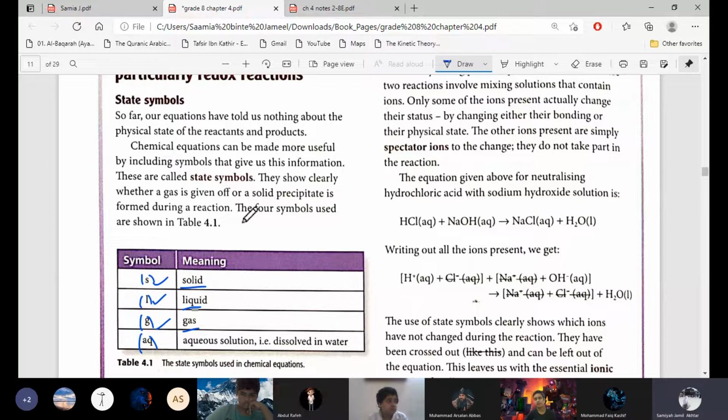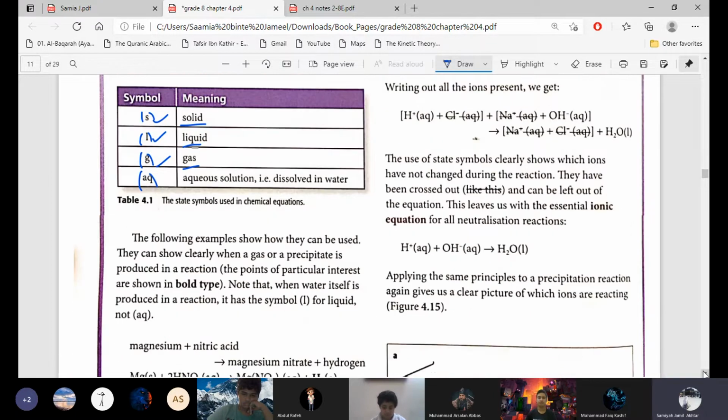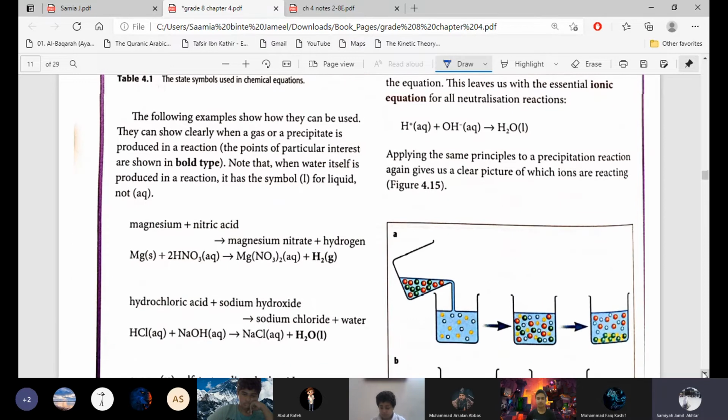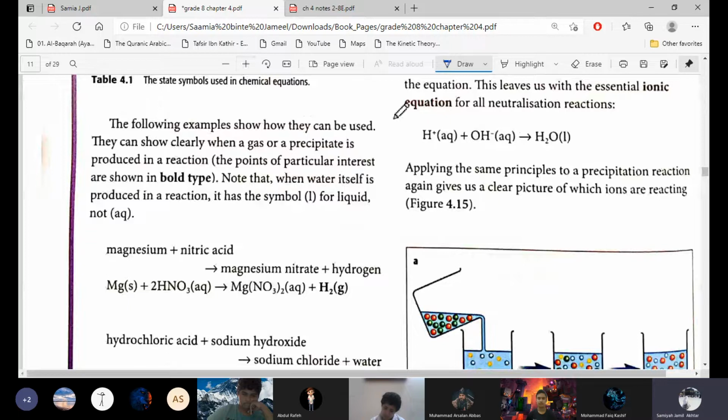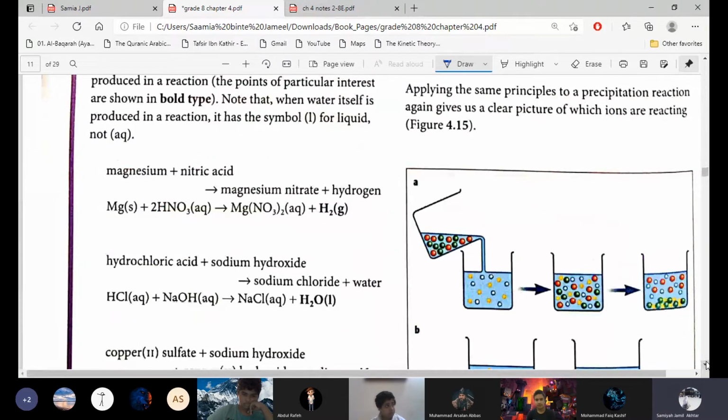Also, after this there is a chapter of neutralization and precipitation. In that chapter it's really important to know what are solid precipitates, what is aqueous solution, and whether a gas is formed or not. So it's compulsory from now on that you write the state symbols. And in the middle, during explanation, I will also guide you about which things are solids, which are liquids, and which are gases. So you will get an idea of how you know which compound is a solid and which is a liquid.